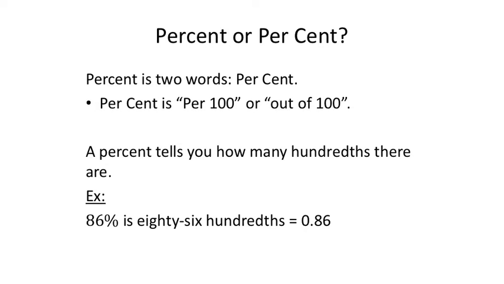But just kind of a quick review of percents. So we've seen this kind of stuff in 7th grade. Percent is really 2 words, per cent. Cent means 100, because it's kind of like a century. Per cent is per 100, which really means out of 100. That's why we get these types of fractions where you see percentages out of 100 like this. This also tells you how many hundredths there are. So if you saw 86%, this is the same as 86 hundredths, which as a decimal is 0.86.